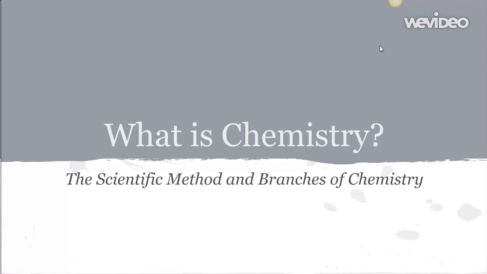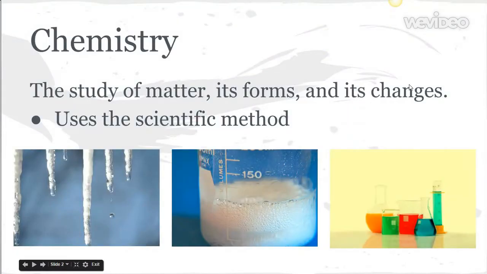This is the discussion for what is chemistry, which is going to look at the scientific method and the different branches of chemistry. So we're going to first just talk about a definition. Chemistry is going to be the study of matter, its forms and its changes. Matter, we should know, or we will know, is anything that has mass, takes up space, has volume, and displays inertia.